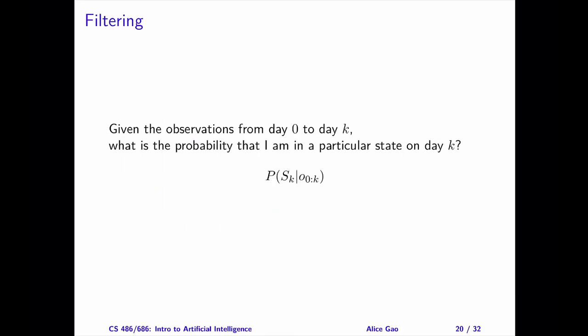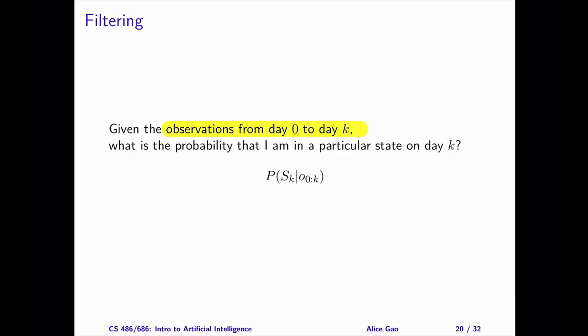Recall the definition of the filtering task. Let's number the time step starting from 0. Suppose that it's day k today. Given the observations from day 0 to day k, what is the probability that I am in a particular state today? Mathematically, what is the probability of S sub k given O sub 0 colon k?